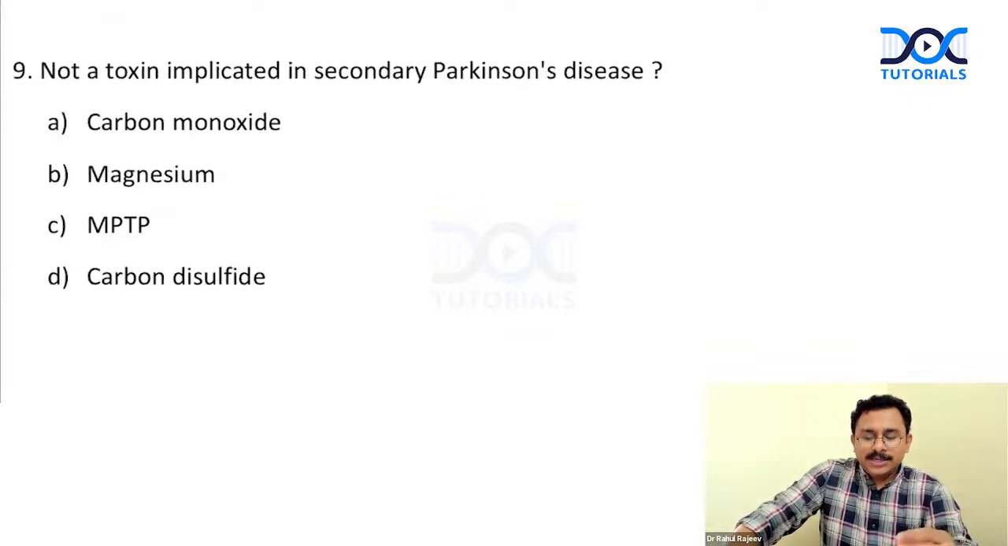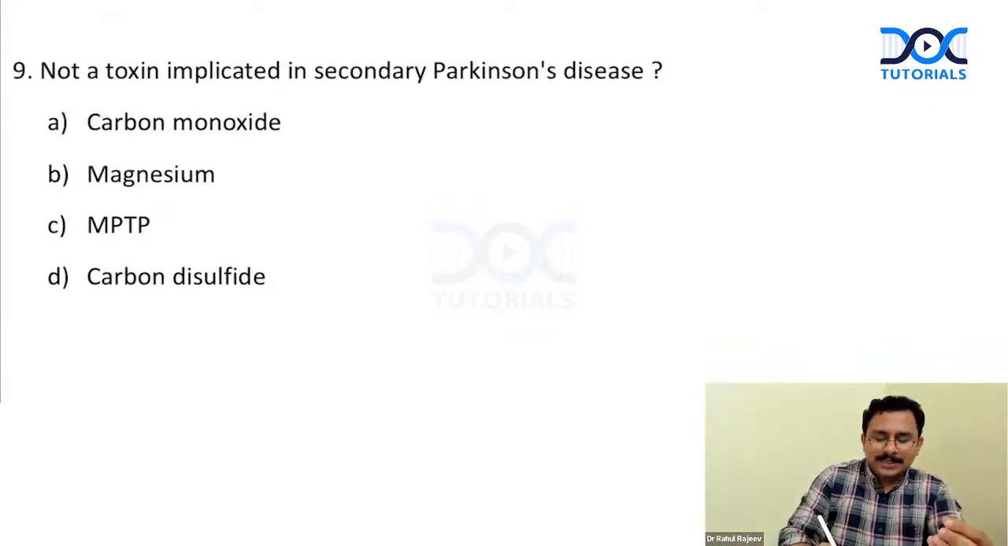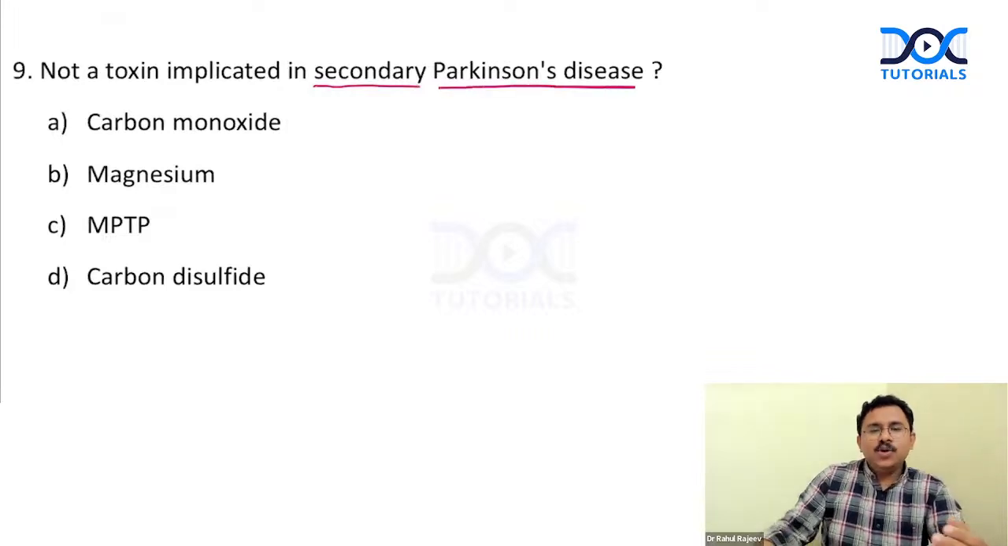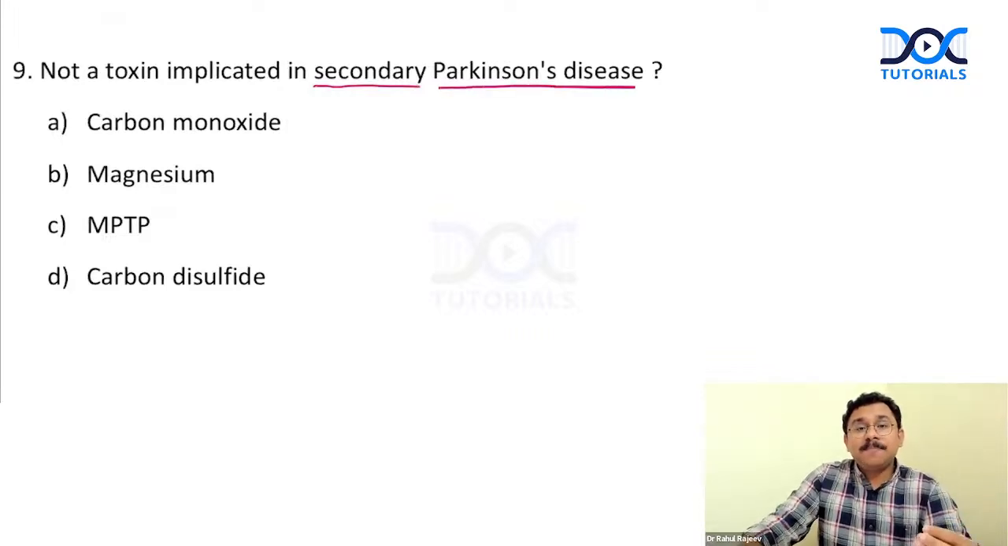Next is question number 9. Not a toxin implicated in secondary Parkinson's disease. So remember, Parkinson's disease usually is idiopathic, but you can have a condition known as secondary Parkinsonism. So the correct framing is secondary Parkinsonism. Secondary Parkinsonism means the patient develops Parkinsonian symptoms because of some other reason.